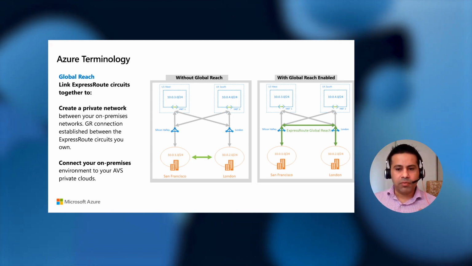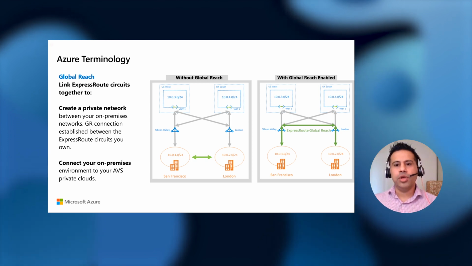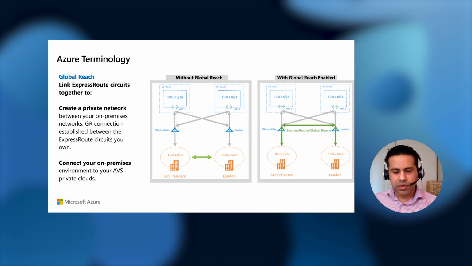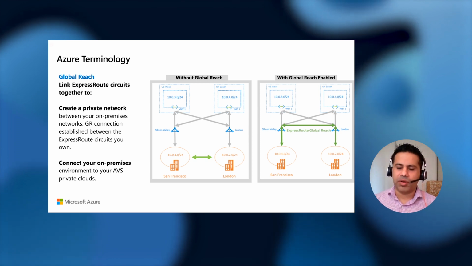So now when you enable Global Reach, you go from San Francisco to London data center, you go on ExpressRoute, go over Microsoft Azure Global Backbone Network and go to your London data center. So that's one use of Global Reach.